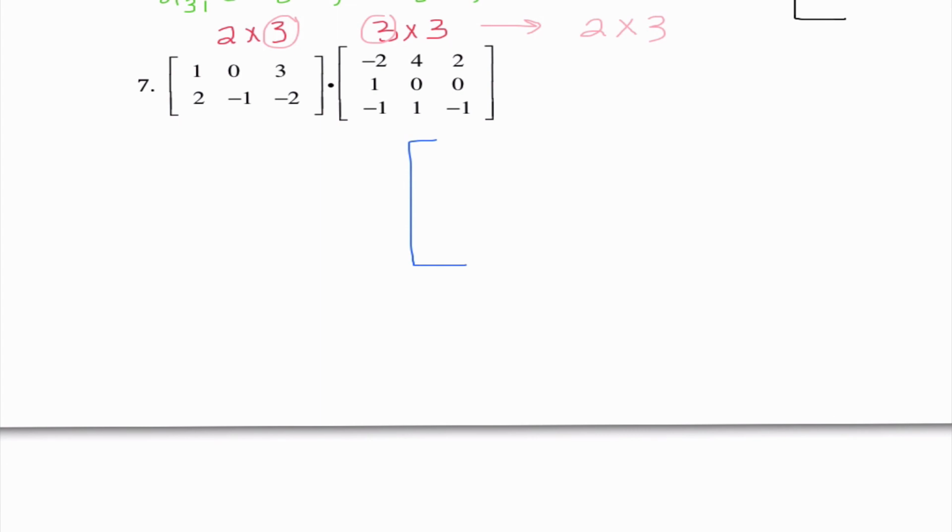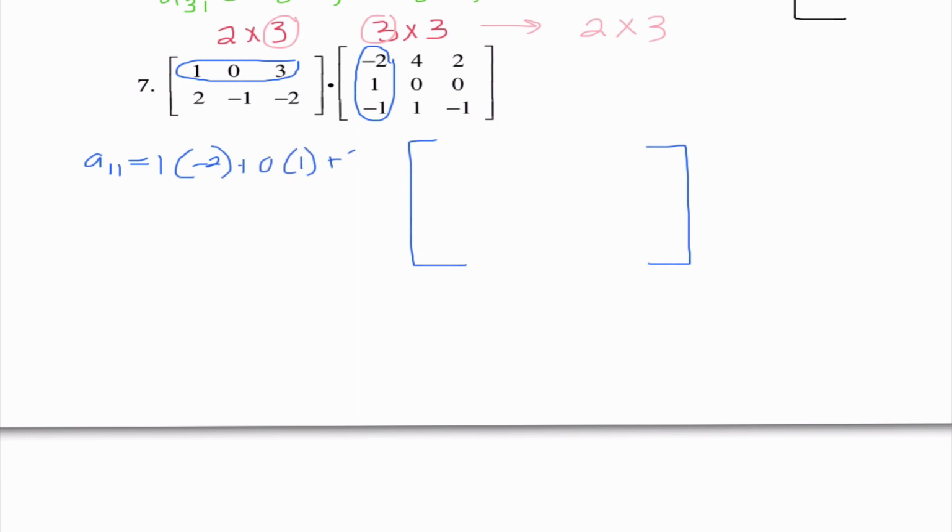Okay, so it should have 2 rows and 3 columns. I'm going to find A sub 1, 1. That is row 1 and column 1. These are the two that I'm going to multiply. So I would get 1 times negative 2 plus 0 times 1 plus 3 times negative 1. So I get negative 2 plus negative 3, which is negative 5. We can see that even though I'm multiplying 3 numbers together, we're doing the same exact thing.